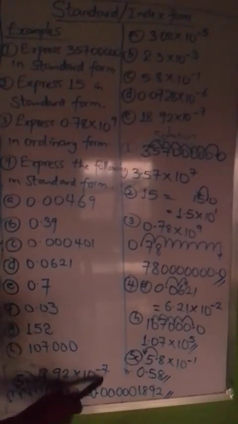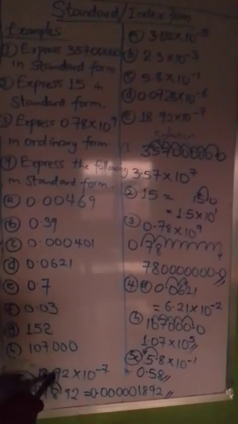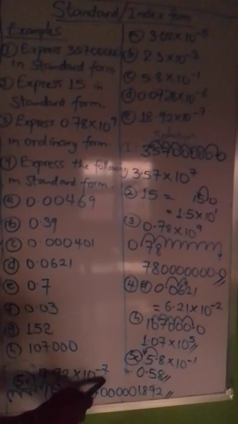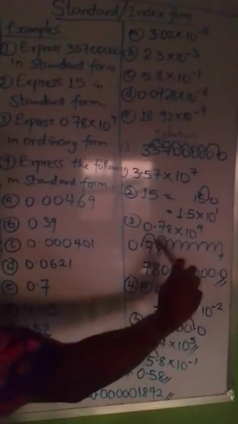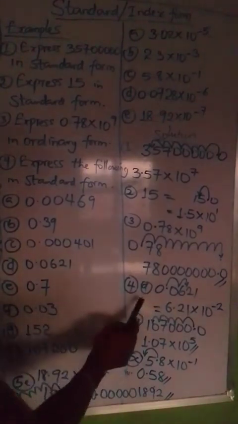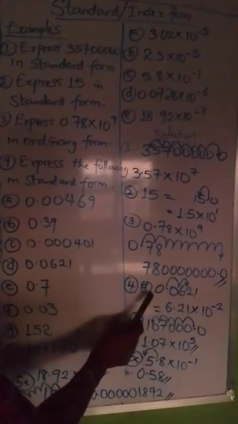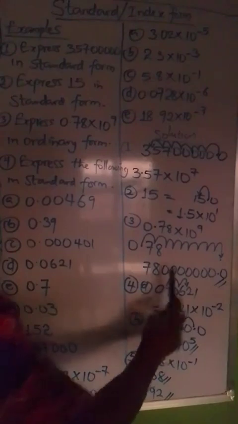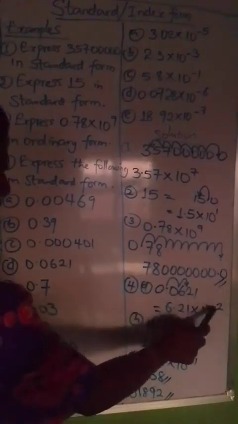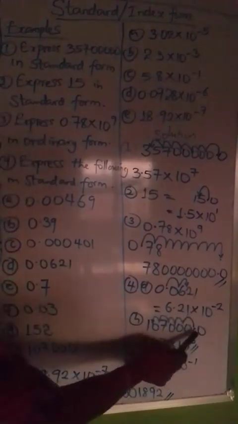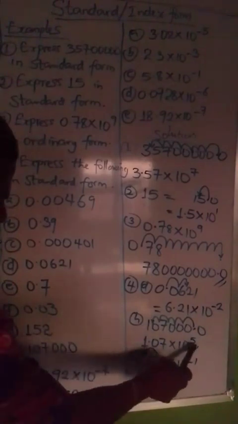I repeat that again. Every time my index number is negative, then the point is moving forward, towards the positive number. But anytime my index number is positive, like 9, it is moving backward. That is for when the question is in index form. When the question is in ordinary form and I move backward, my raised to power will be in negative form. But when I move forward, my index number will be positive.